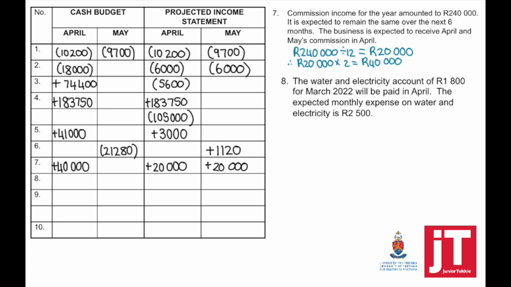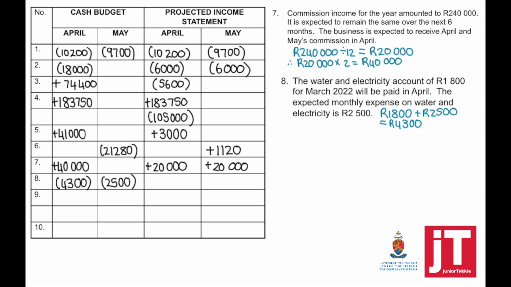Number 8, the water electricity account of 1,800 for March 2022 will be paid in April. The expected monthly expense on water electricity is 2,500. So we're going to budget monthly that our expected expense is 2,500. But now in April, we need to pay that which was outstanding in March on top of the payment that we need to make for April. This means in April, we're going to have 1,800 plus 2,500 as my payment.